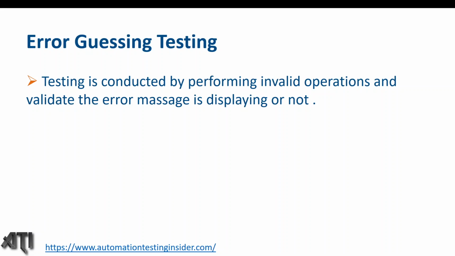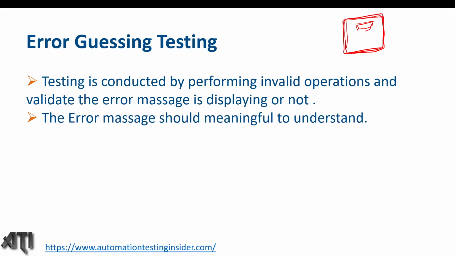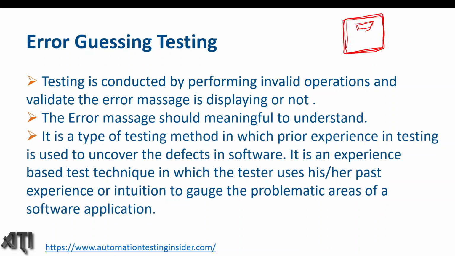So this is kind of experience based testing, guys. If you have very good knowledge of the application, or if you are an experienced tester, or if you have very good analytical skills, then you can use this testing technique. You will assume in any application what the error message should be when I perform an invalid operation. So it's based on error guessing. You are guessing the error: if I perform this action, I should get a particular message. The error message should be meaningful to understand. When we perform invalid operations based on this testing technique, we should get a proper error message.